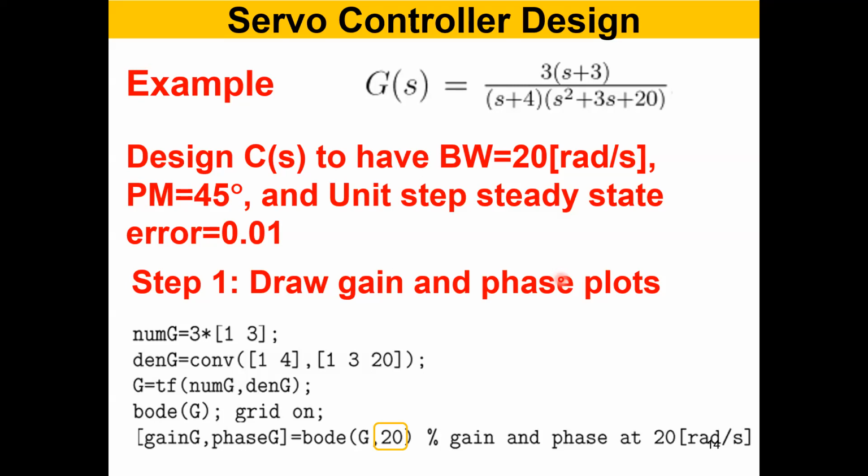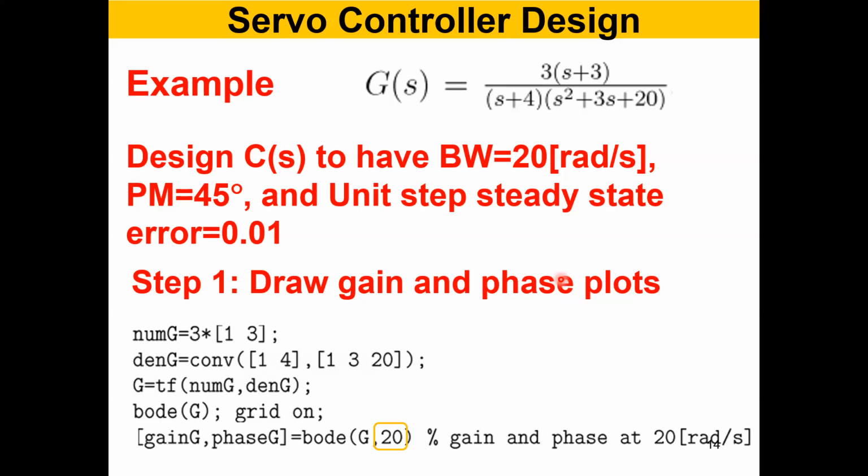So I want you to design a control system for the plant to have 20 radians per second bandwidth. Okay, the system needs to have 20 radians per second bandwidth and phase margin of 45 degrees. Also, steady state error of 0.01 for unit step input. So these are the requirements.